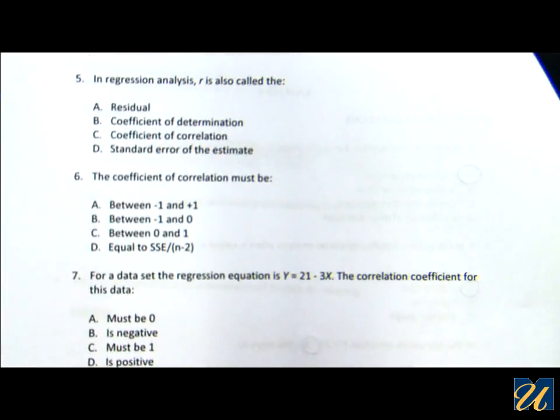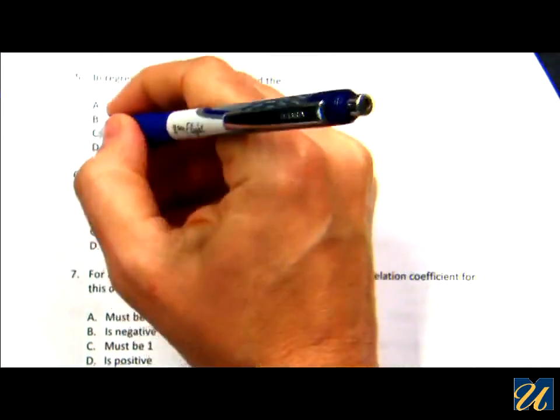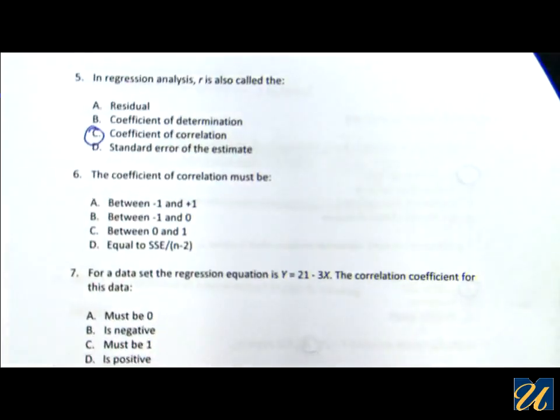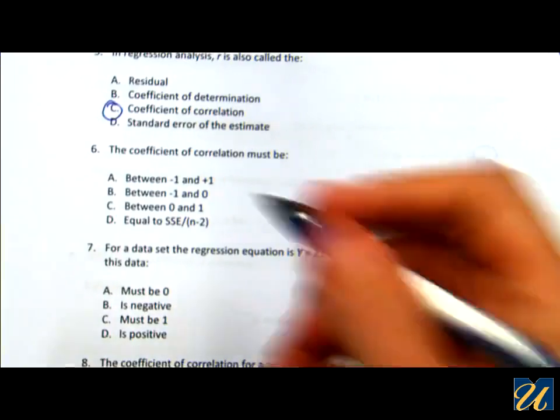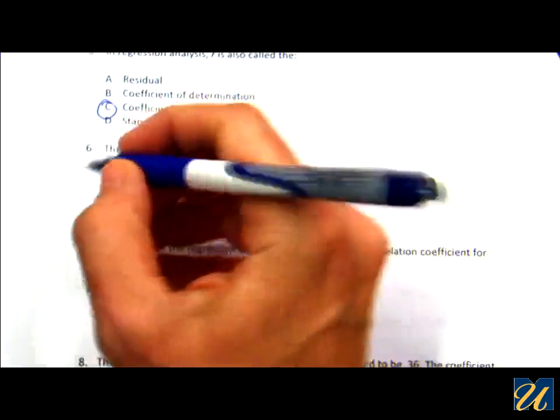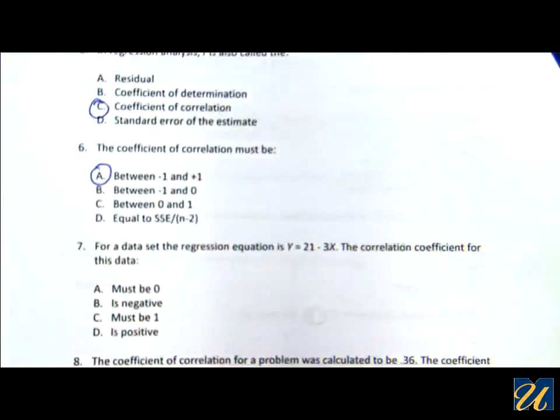In regression analysis, R, as we mentioned before, is the coefficient of correlation. The coefficient of correlation takes values from -1 to +1.